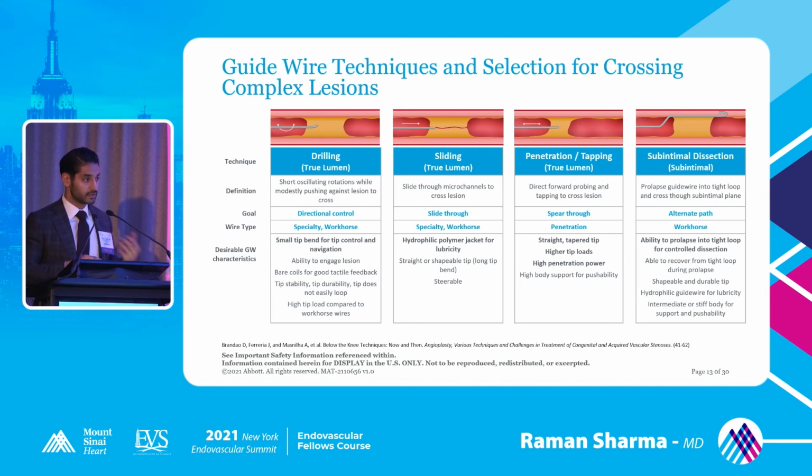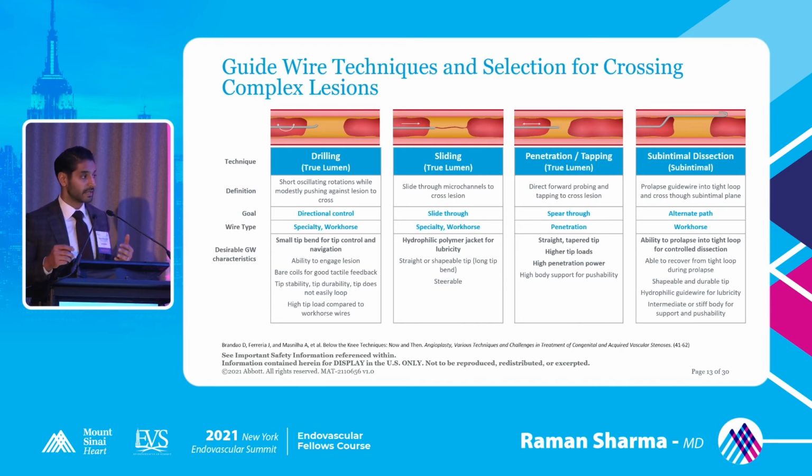So you have drilling that could be done with both your workhorse wires as well as specialty wires. We'll see this primarily with your CTO wires. And the key here is you have to be able to engage the true cap. You can't try to just haphazardly push these wires down. These wires are very, very high risk to dissect and make a lesion that's probably smaller, much longer.